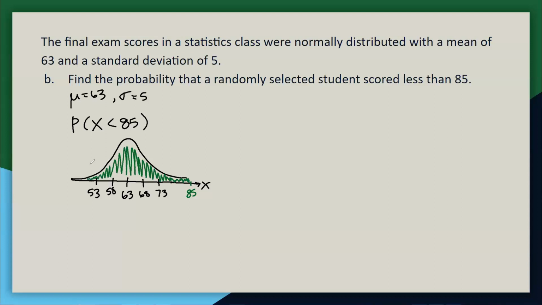And looking at that picture, I'm way out in that tail. I'm way past 2 standard deviations. I'm actually even past 3, which would be 78, and 4, which would be 83. I'm out past 4 standard deviations. That means this is almost the entire curve. So before I even pull up my TI-84, I have an idea that my answer is going to be pretty darn close to 1. But let's check that.